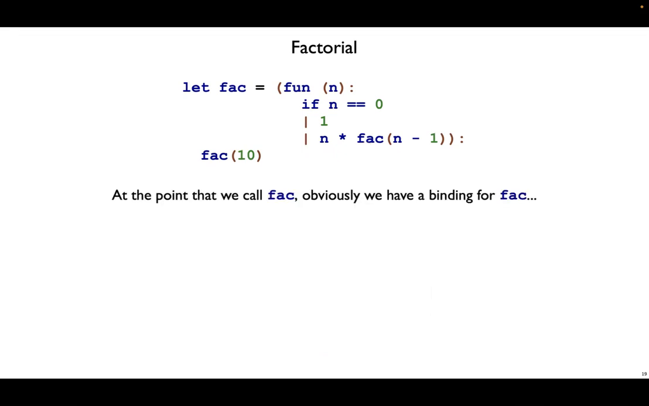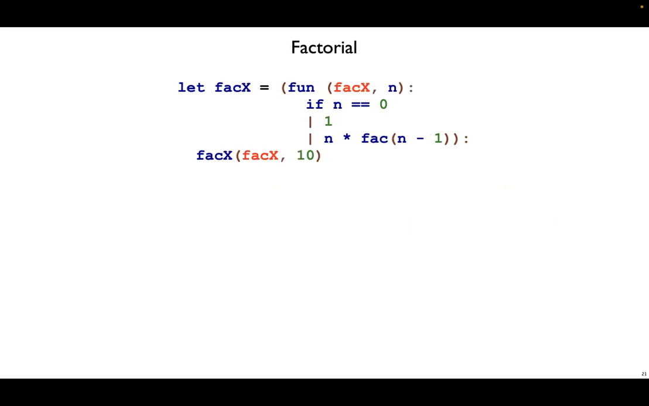This is an interesting observation, though. Because fac is bound in the body, at the point that we call fac, we do have a binding for fac. So we could pass that in at the call site. We can call fac with fac itself, pass it in as an argument. That means we have to change our function definition too, but once we do that, this is a valid definition.